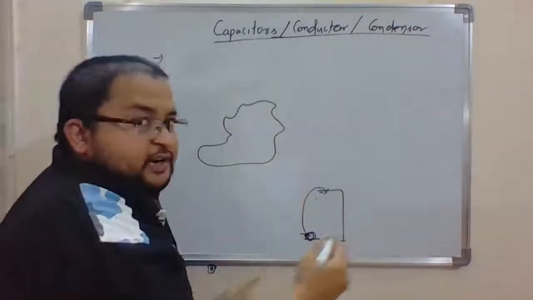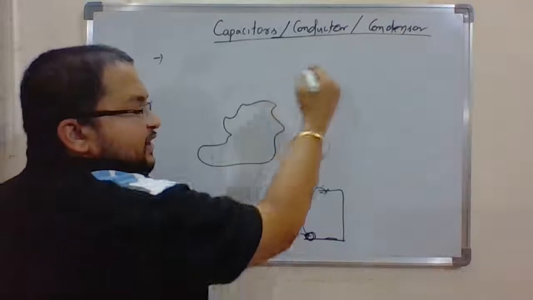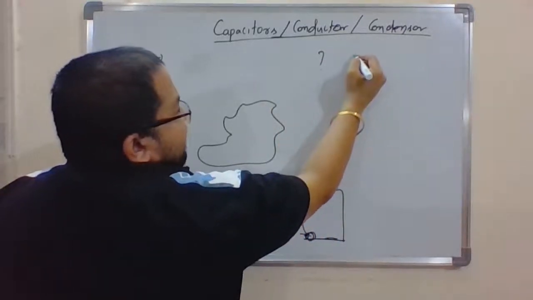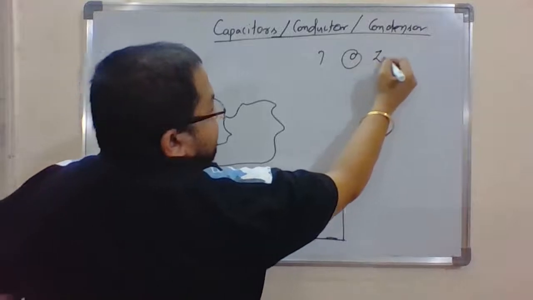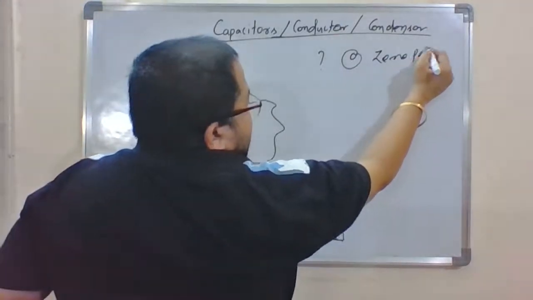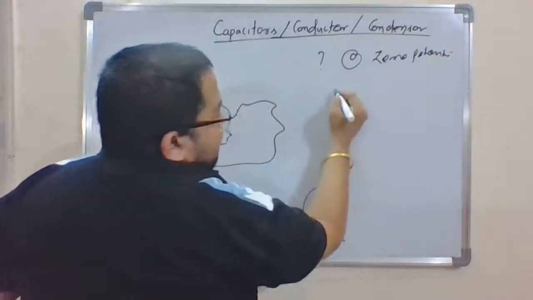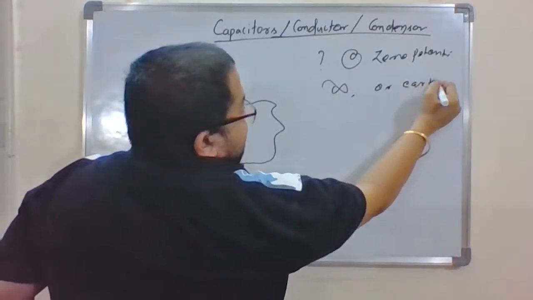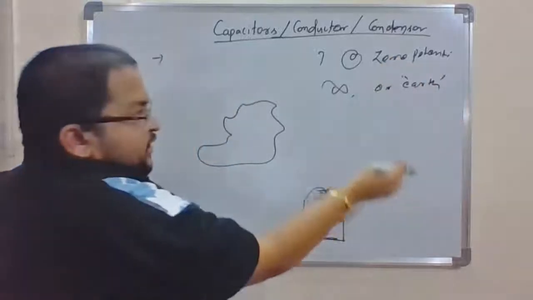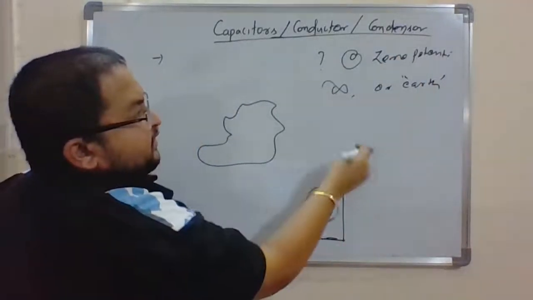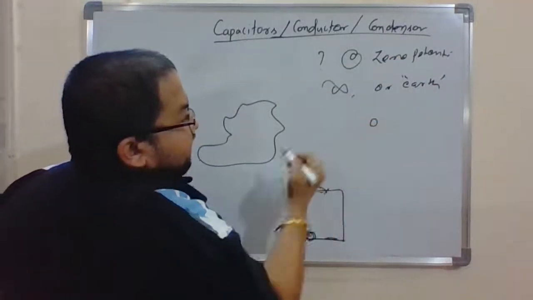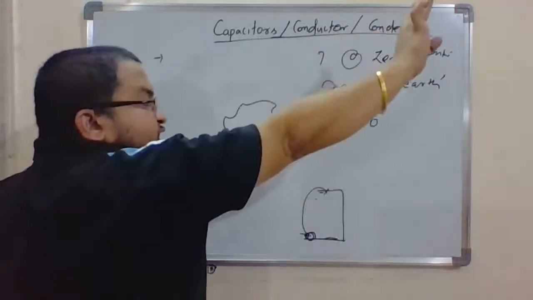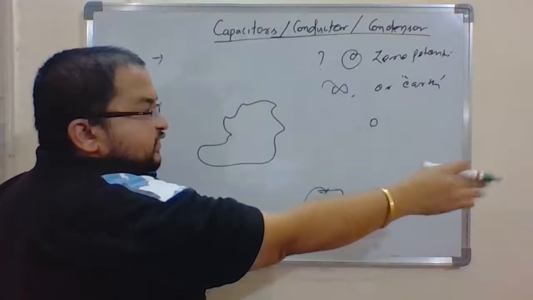In an electrostatic field, which place is considered to be at zero potential? The answer is obviously infinity or earth. So we know that if we are earthing something in an electrical circuit, that is considered to be at zero potential, or something that is at an infinite distance, we consider that to be at zero potential.